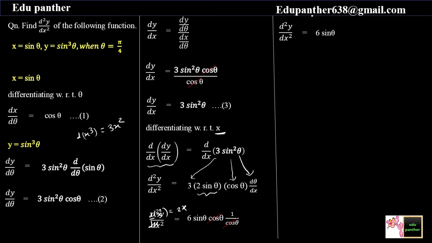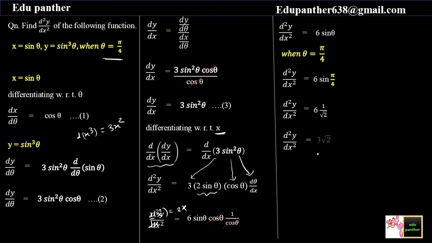So this is our second order derivative. Now we have to evaluate this derivative at theta is equal to pi by 4. So substitute theta is equal to pi by 4 here. Our derivative will be 6 sin, and in place of theta substitute pi by 4. So 6 into sin pi by 4, which is 1 by root 2. If we simplify this, we'll get 3 root 2. So this is our second order derivative evaluated at theta is equal to pi by 4.